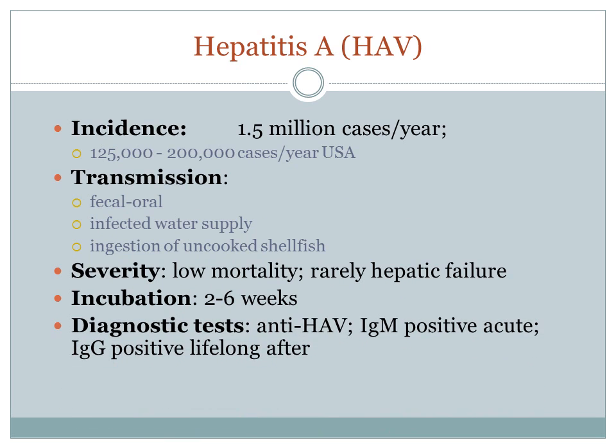Okay, hepatitis A. The incidence, new cases, 1.5 million cases per year, a small percentage of those in the U.S. Transmission is fecal-oral, infected water supply, and ingestion of uncooked shellfish. Rarely is the severity high. Usually it's self-limited and patients recover on their own. The incubation period is 2 to 6 weeks. And we have antibody detection for diagnosis.